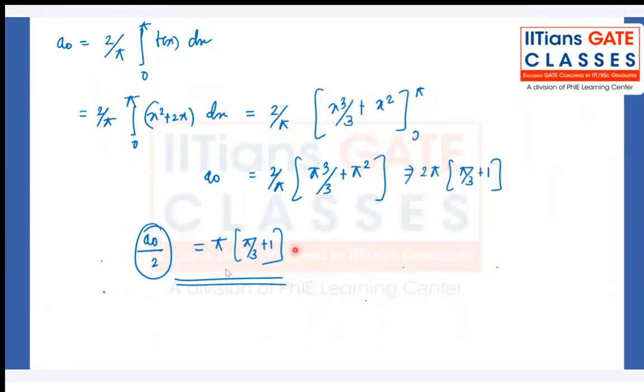A naught by 2 is, the 2 will get cancelled, pi into pi by 3 plus 1. This is the final answer. So the constant term in the half range cosine series of the function x square plus 2x is pi into pi by 3 plus 1.